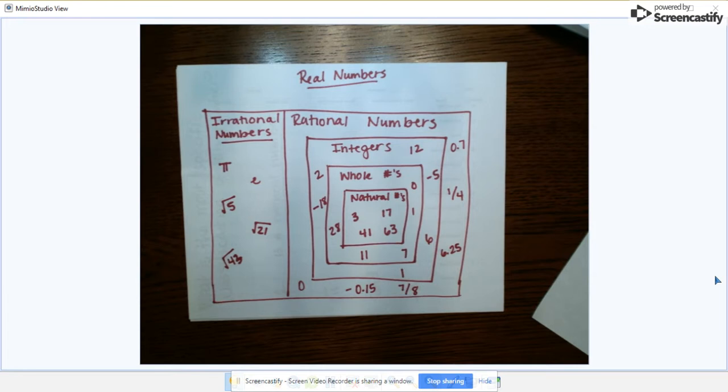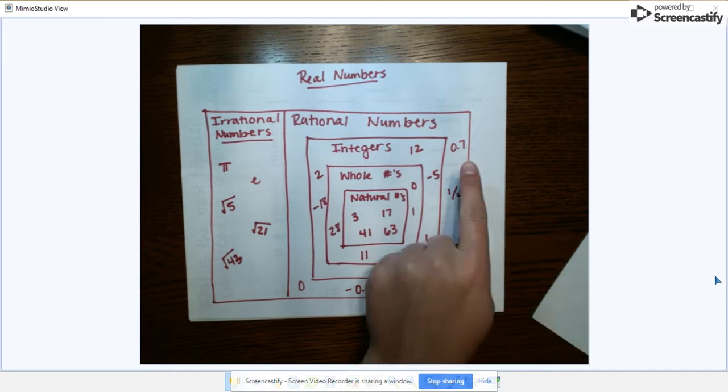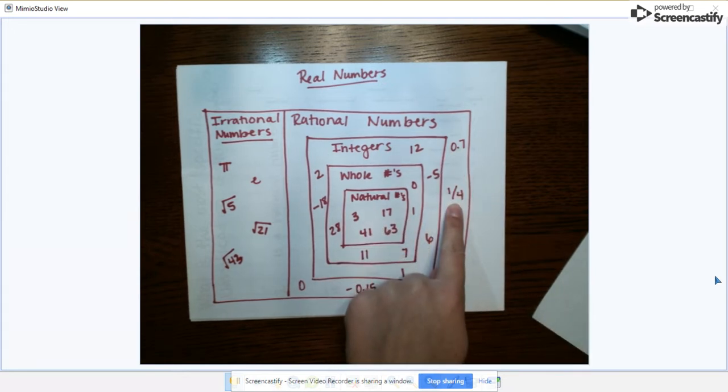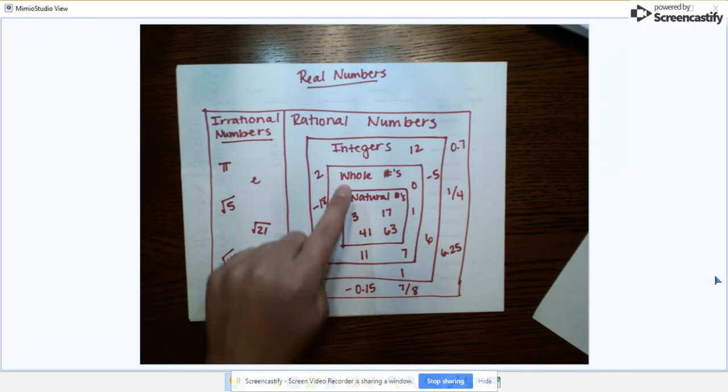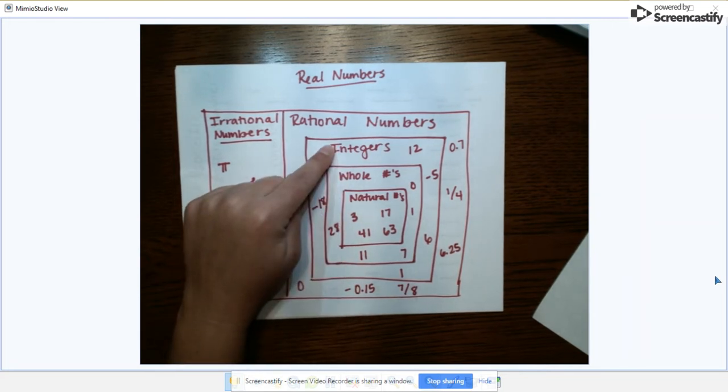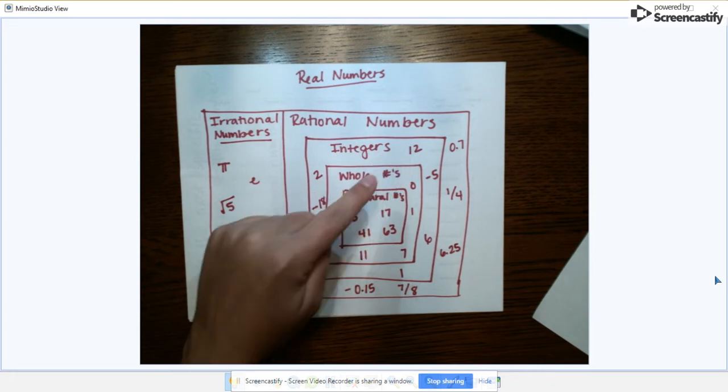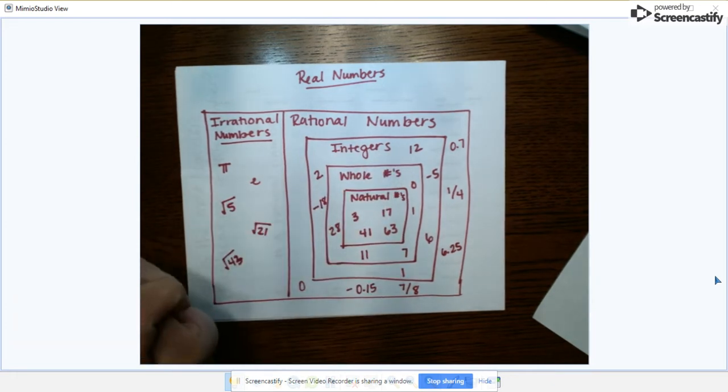Then we have rational numbers. That is any decimal that ends or repeats, so 0.7, or it could be written as a fraction, so 1/4. We can have negatives as well. Then we go to integers. Integers are positive and negative numbers without any decimals, so 12, 1, -18.